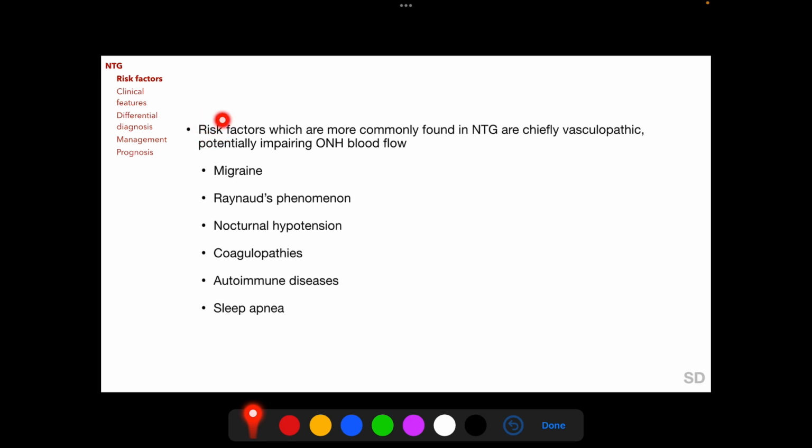Risk factors which are more commonly found in normal tension glaucoma as compared to primary open-angle glaucoma are chiefly vasculopathic, potentially impairing optic nerve head blood flow, and they include migraine, Raynaud's phenomena, nocturnal hypotension, coagulopathies, autoimmune diseases, and sleep apnea. And these are important to remember.